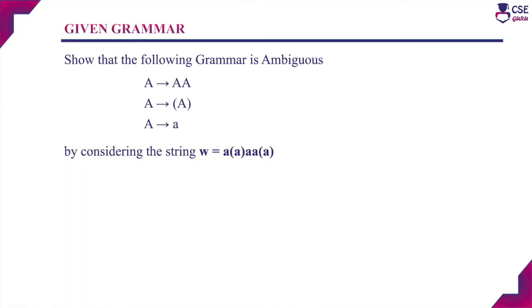Show that the following grammar is ambiguous. A derives open bracket A close bracket, A derives AA, A derives A, and we need to consider this string. Here, we are going to show that the given grammar is ambiguous by showing two different parse trees, and also two different leftmost derivations and two different rightmost derivations.